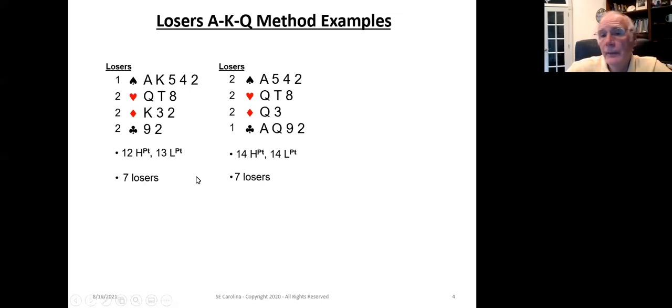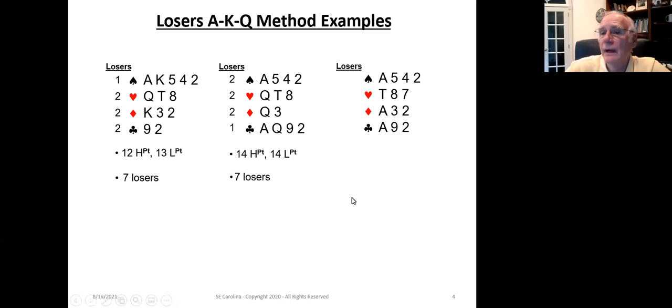So there's comparability between these 2 hands, even though this one's got 14 high card points and this has got 12. So you can start to see how counting the number of losers helps to measure the difference between these hands and gives you a little bit more insight into how strong your high card points are. Let's look at the third example.